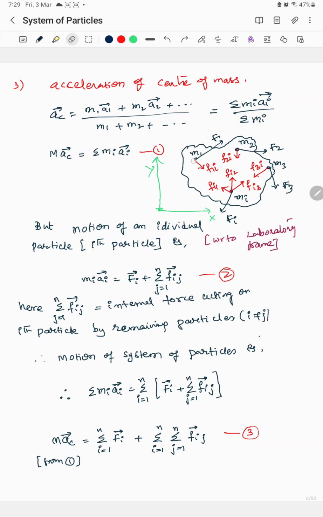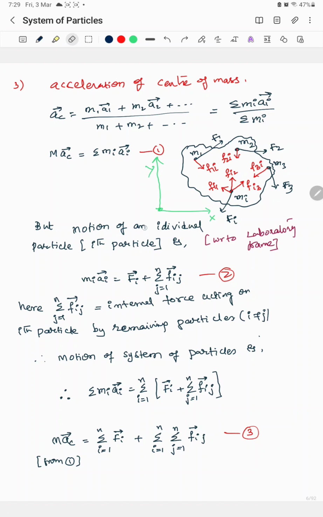In the same way, the first particle also experiences that many internal forces along with the external force. Similarly for m2 and m3. Here AC bar is equal to m1 a1 bar plus m2 a2 bar and so on, divided by m1 plus m2 and so on, right? This can be written as summation mi ai bar by summation mi. So with total mass capital M, M AC bar is equal to summation mi ai bar, right?